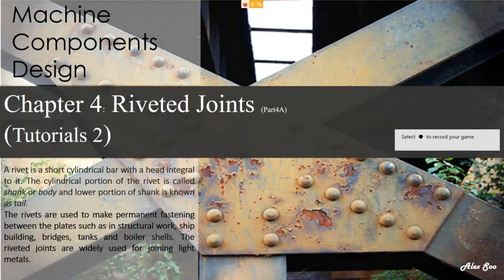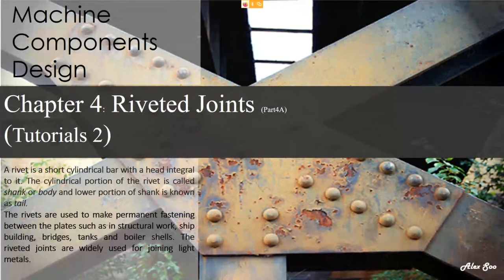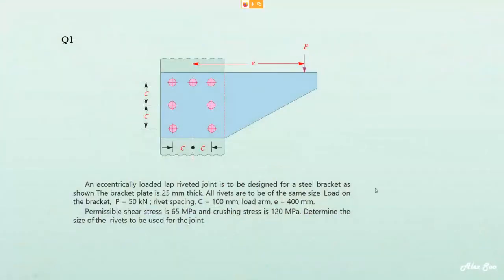Now this would be our first example for an eccentric loaded riveted joint. This is a question. A bracket is given with 1, 2, 3, 4, 5, 6, 7 rivets, with the load P and the eccentricity, and the distance from center to center as C. So read the question.